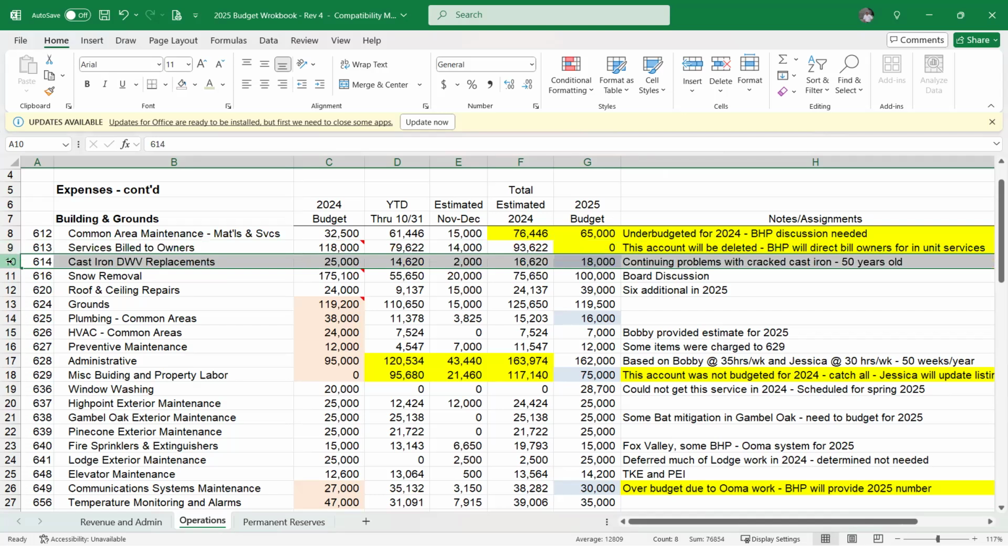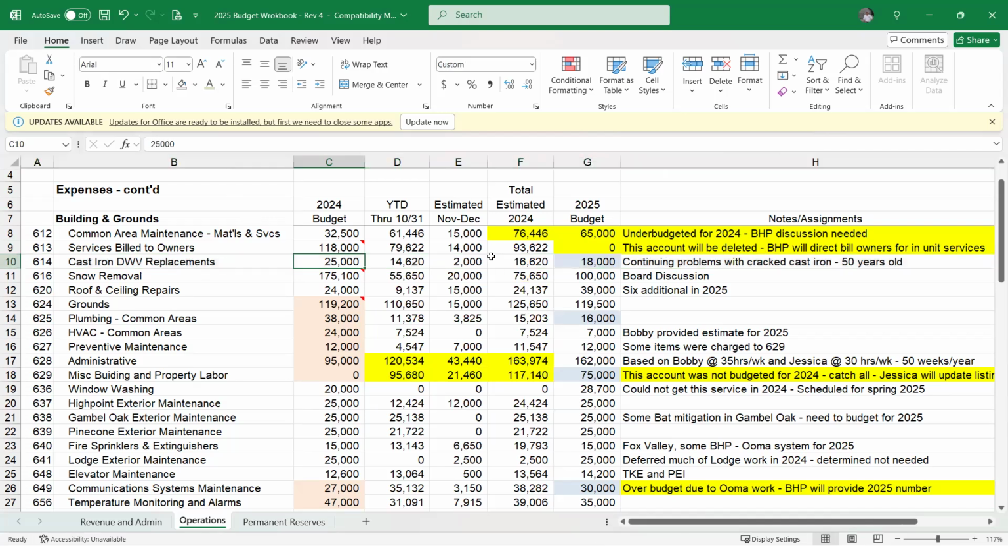Okay, cast iron drain waste vent replacements. This is an ongoing thing. We have to budget for it every year because as long as we have old cast iron drain piping, we're going to have cracks and leaks, and we're going to have to fix them. We budgeted 25K in 2024, and we will have spent 16.6, so we can drop that number down. Hopefully the trend continues, though the older those pipes get, the more they break.